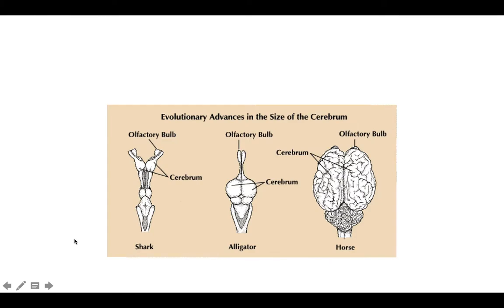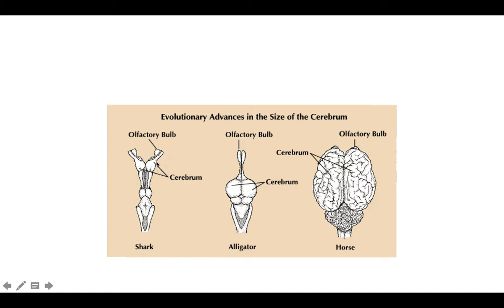And just another quick example, you look at the shark, an early type of fish, the alligator, a reptile, and the horse, a mammal, very different brains. And you see in the shark, the olfactory bulb is big and well developed, bigger than in the alligator, and definitely bigger than in the horse, and that is the part of the brain that deals with your sense of smell.